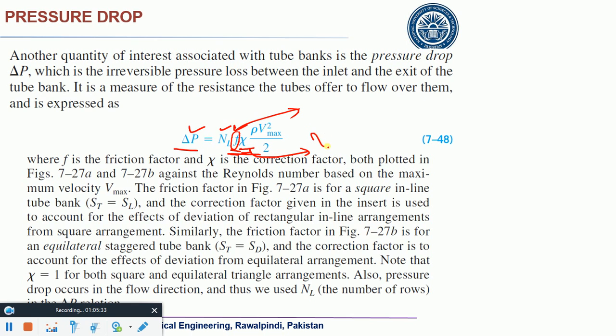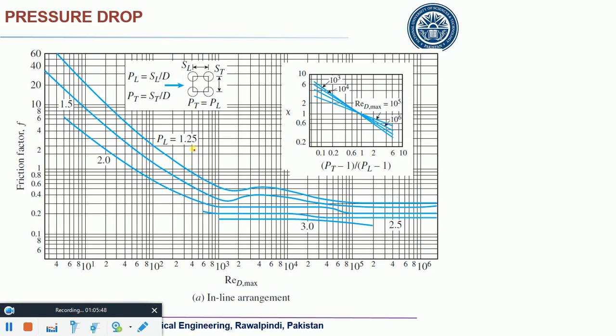And this X kind of thing, this is a correction factor. So rho V max square over 2. This is the value which you should find out for delta P. Now the point is how you can find out this friction factor F. This is the plot. And there are two plots for inline arrangement and staggered arrangement.